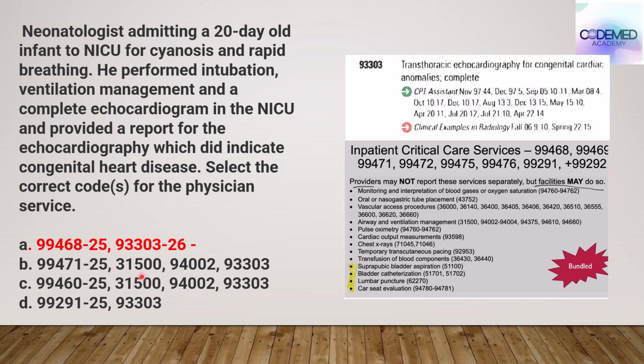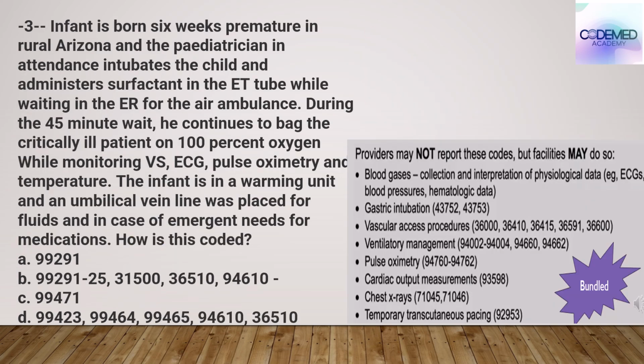And the 93303, this is the code that we will have to write because there was a complete echocardiography which did indicate the congenital heart disease, and for that transthoracic echocardiography for the congenital cardiac anomalies is completed. And if you see the bundled services, 93303 is not there, so I can code it separately. Now let us take one more question.